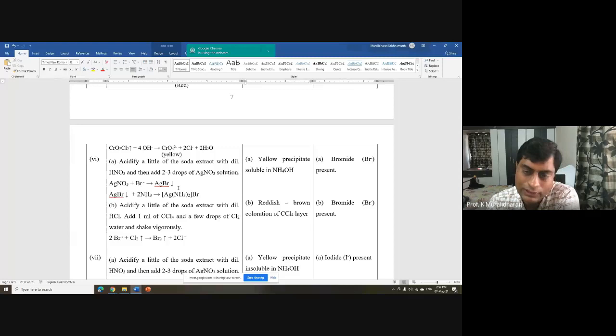I just expected one of you to quickly ask this question. The reaction is similar. Earlier also, silver nitrate with the chloride. This is silver nitrate with bromide. You see the difference. In both cases, an ammonium salt is formed.